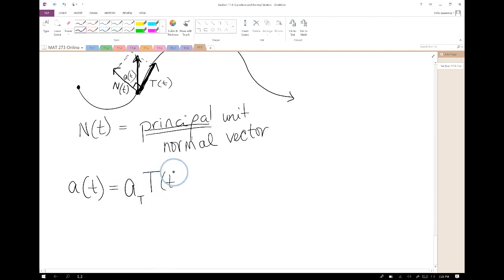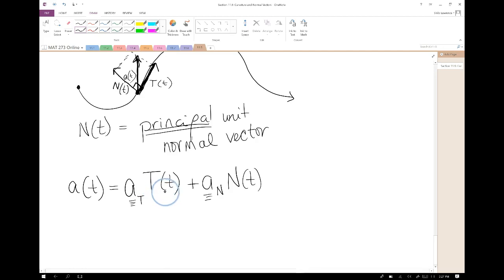Capital T of t is a unit vector. Well, acceleration is not necessarily a unit vector. But I know that the tangent vector is tangent to my curve. I just need to figure out how to scale it properly to use for my acceleration. And then we also need a scalar to adjust our principal unit normal vector. So A of t can be broken up into those two pieces.